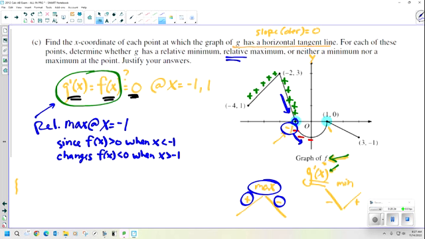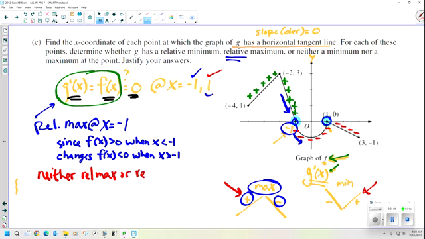We just checked -1. Done. Let's check positive 1. As I go from left to right, this is still negative. It hits 0, but guess what? Then it stays negative. It does not change this way, and it does not change this way. So there is no min or max at an x value of 1. But we need to state that. There is neither a relative max nor relative min at x equals 1.